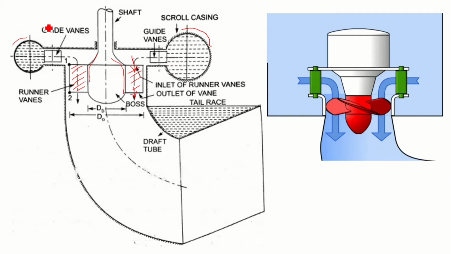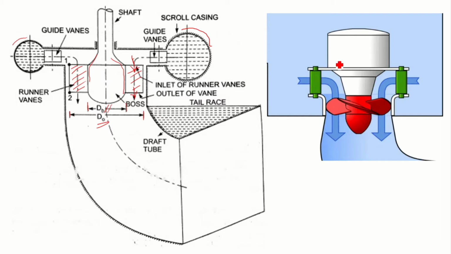So this is the schematic representation. This diameter is dB, the boss diameter, and this diameter is the outer diameter DO. So there will be two diameters, the boss diameter and the outer diameter. Boss diameter means the diameter of the boss. DO is the outer diameter, which is the diameter of the blades, the runner blades.